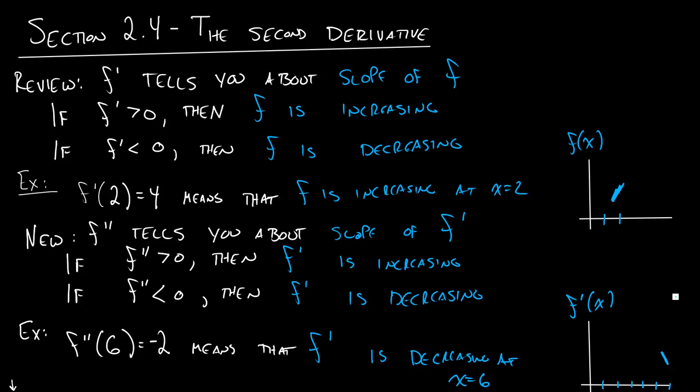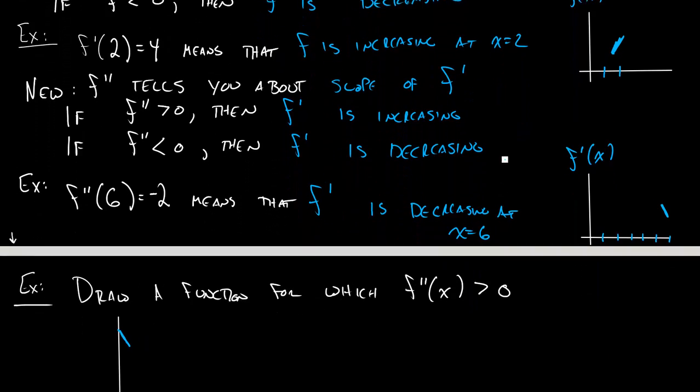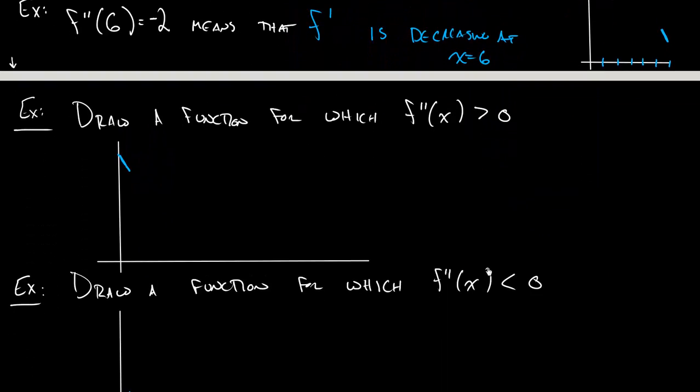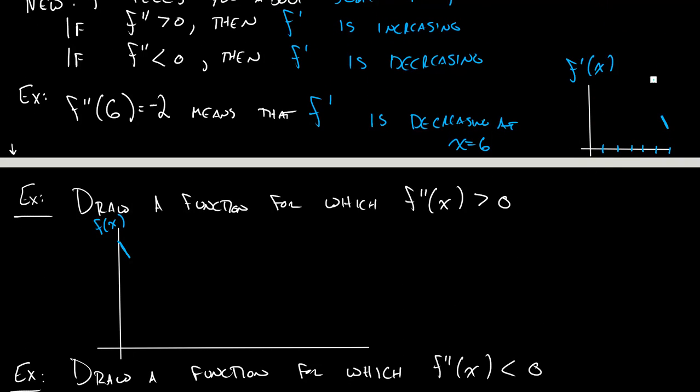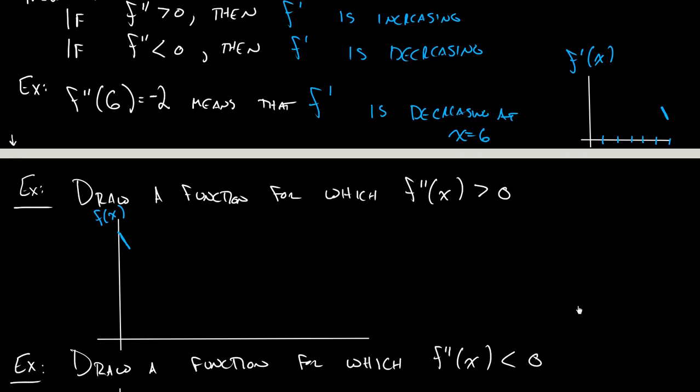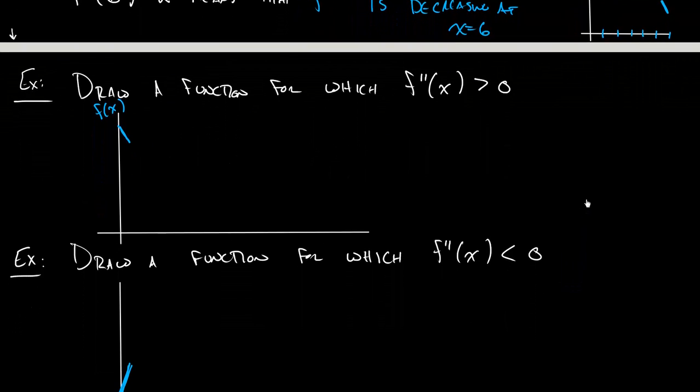But let's do a few more graphical exercises here. Let's try to draw a function where the second derivative is positive. We're going to be drawing f of x, not f prime of x. Notice right here I was drawing f prime of x, and so this fact, the fact of the second derivative, told me something about f prime of x.